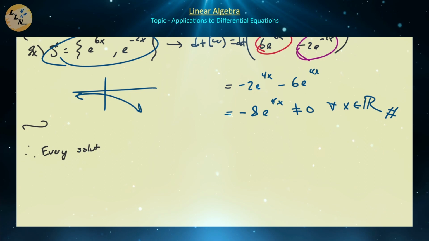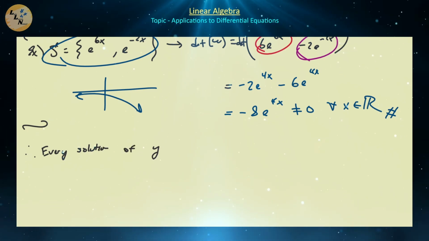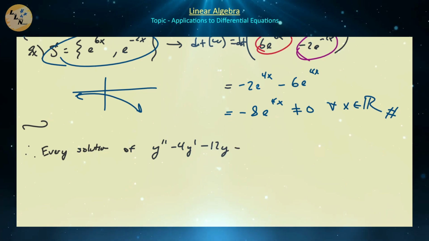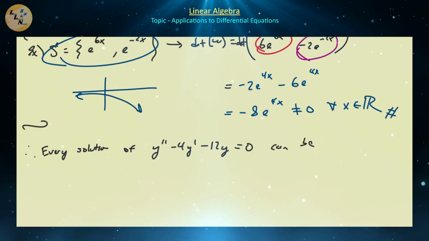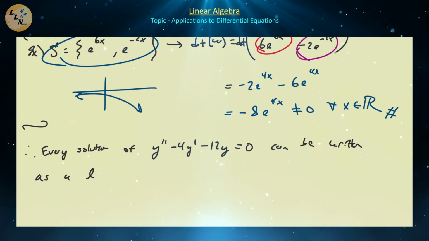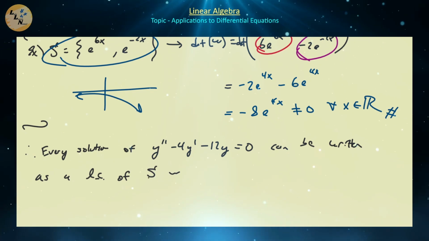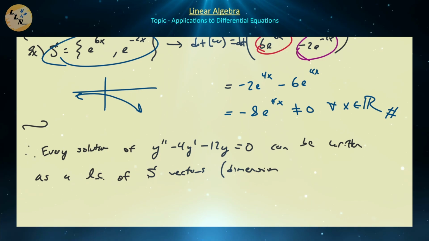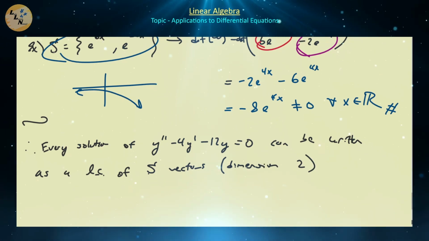So every solution of y double prime minus 4y prime minus 12y is equal to 0 can be written as a linear combination of S vectors. In particular, a set of vectors of at least dimension 2, because that creates a two-dimensional vector space, as we've already explored.